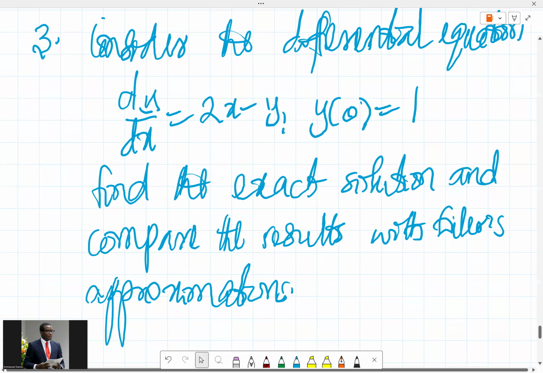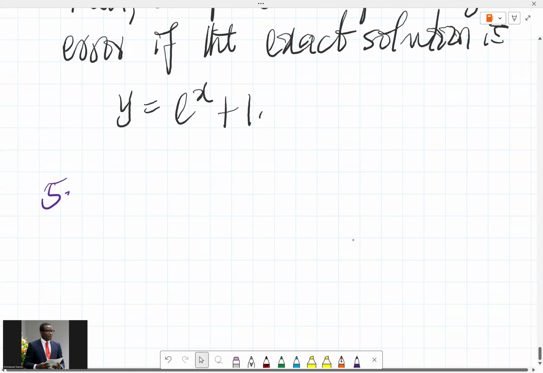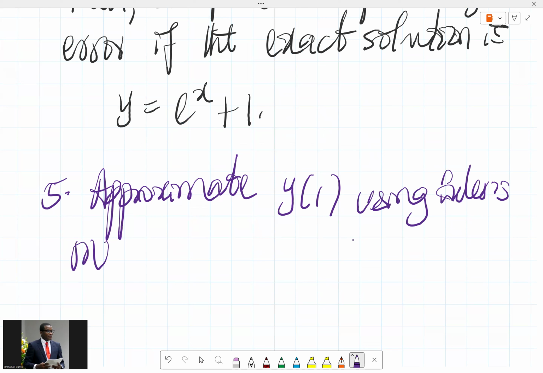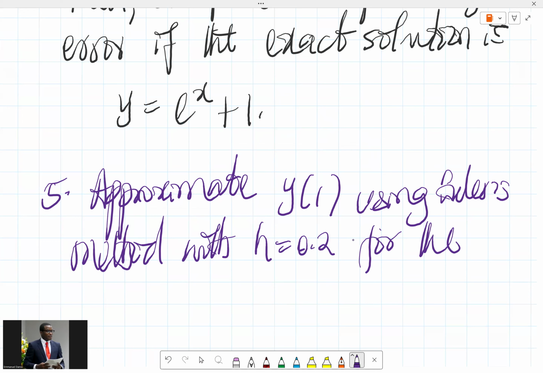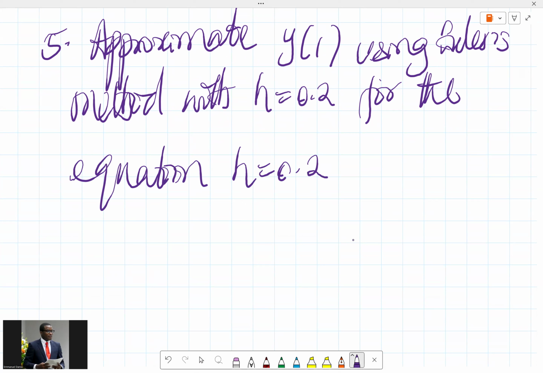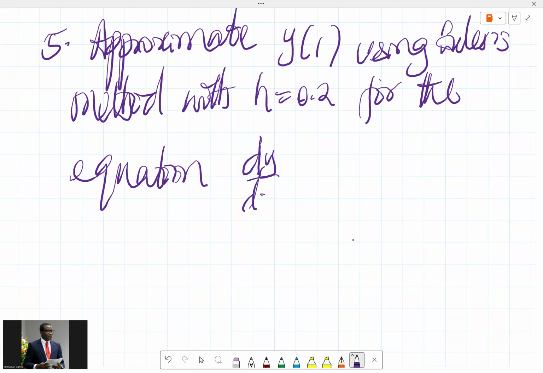Lastly, I have another one. Question 5: approximate y of 1 using Euler's method with h equals 0.2 for the equation dy/dx equals 3x plus 2y. Initial condition y of 0 equals 0.